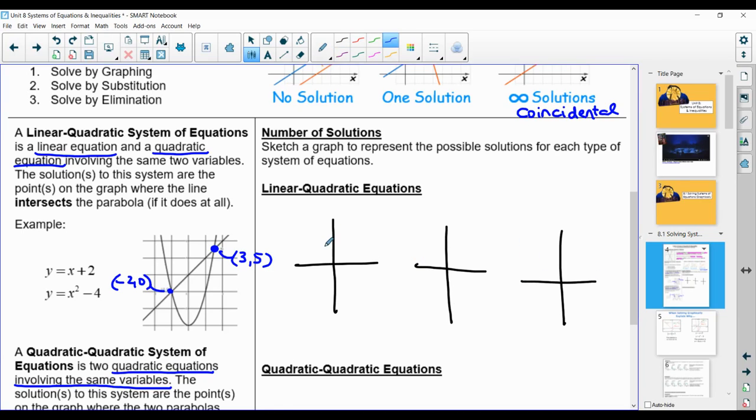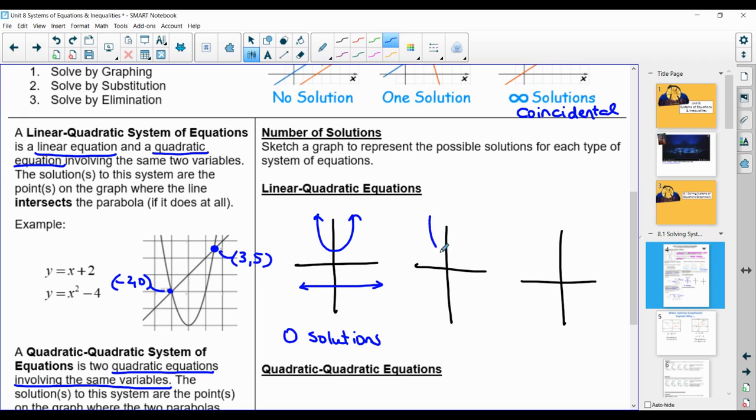So for the first one, we could have a parabola opening up, and we could have a horizontal line going somewhere below. These two are never going to meet, so there's zero solutions. Now this could also happen that we have the parabola opening down and the horizontal line is somewhere above. It would be the same idea, no solutions.